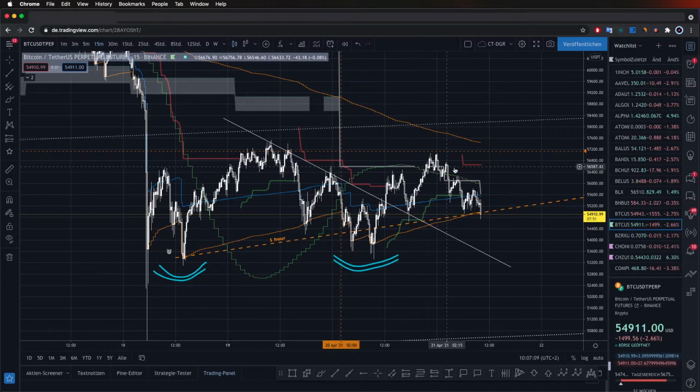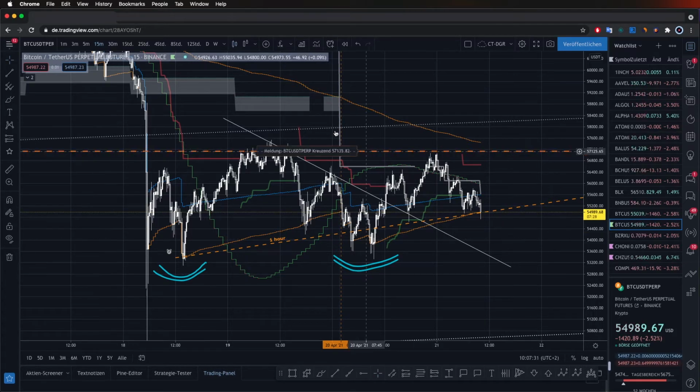We are beneath the step line as well, and we are beneath the DGR itself. So altogether we are for sure more in a bearish market momentum than in a bullish momentum. For sure there are always chances that this will change in a bigger picture, but it's just for me to get an overview of what the trend actually is in this moment. So in the 15 minutes we can say we are in a bearish momentum.